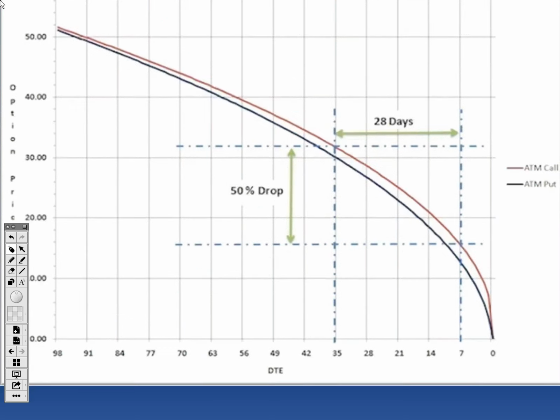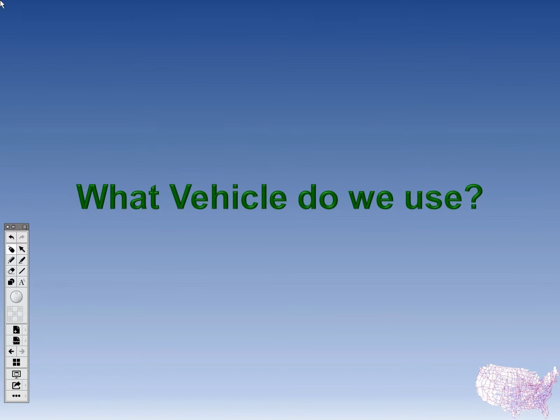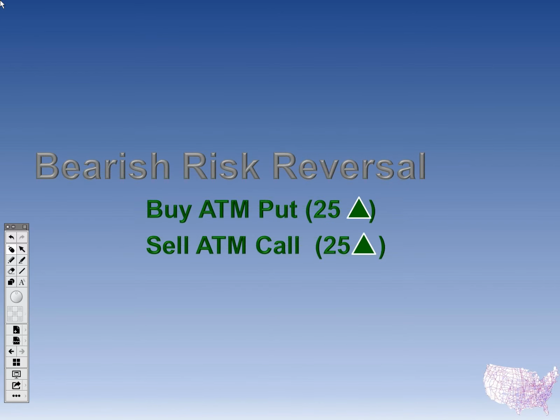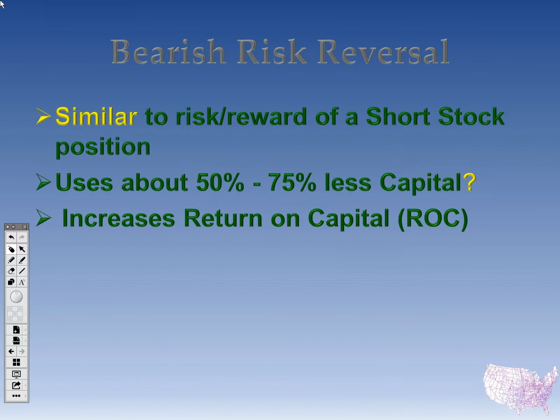All right, so getting out in time. So what vehicle are we going to use? Well, I kind of gave it away. The bearish risk reversal. We're taking it off the shelf. The bearish risk reversal we talked about is buying that out of the money put and then selling the out of the money call. All right, so a couple of things with the bearish risk reversal. It is similar to the risk reward of the short stock. Short stock is assuming a 100 lot underlying.